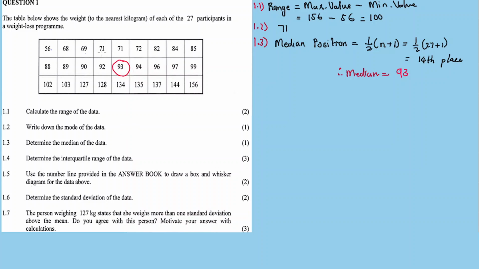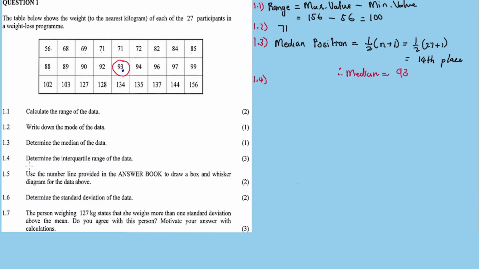1, 2, 3, 4, 5, 6, 7, 8, 9, 10, 11, 12, 13, 14. Now 93 is the 14th position. If you look on the left of 93 we get 13 data points, and on the right we also have 13 data points. So the median divides your data into 2 equal data sets. So the answer to 1.3 is 93.